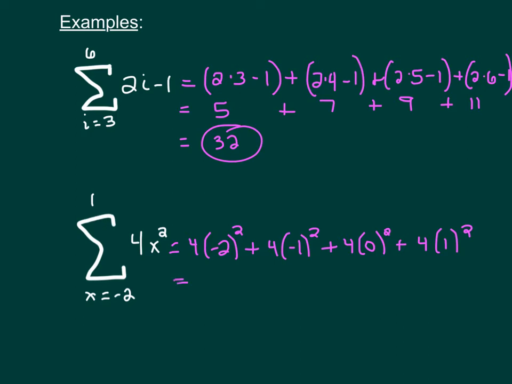Okay, so anyway, negative 2 squared is 4, and 4 times 4 is 16, plus negative 1 squared is 1, so 4 times 1 is 4, plus 0 squared is 0, times 4 is still 0, and then plus 1 squared is 1, times 4 is 4. So when you add these all together, 16 plus 4 is 20, plus another 4 would be 24.